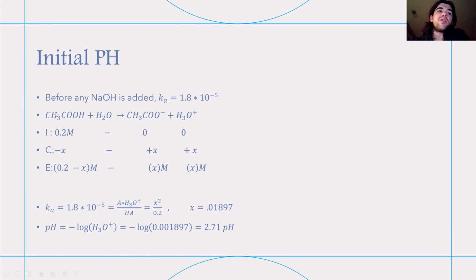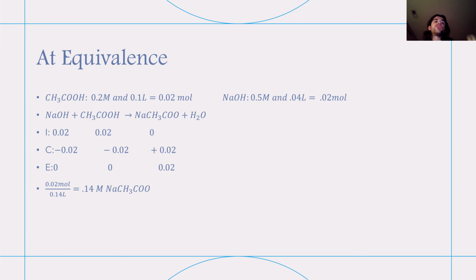And HA is going to be our acetic acid, where we don't really account for the X because it falls under the threshold. We end up with 1.8 times 10 to the negative fifth equaling X squared over 0.2, which gives X equals 0.01897. Then we throw that into our pH. We take the negative log of it, which gives us a solution with a pH of 0.271, which makes sense considering this is just straight up acetic acid, regular acid, no base added to it, of a fairly good strength too. So it looks good. Now we're going to go straight to our equivalence reaction.